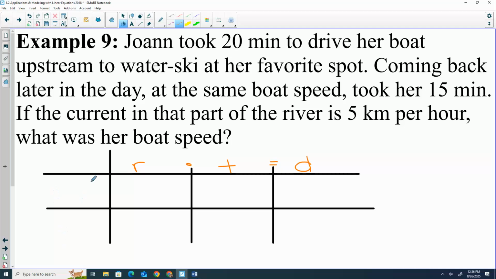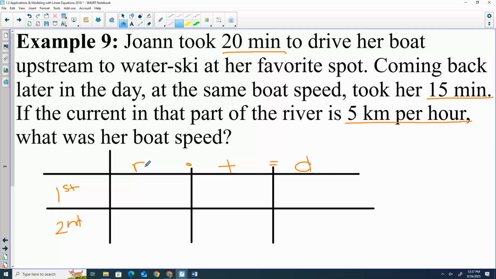What would my labels be on my rows? First time and second. First and second would work. You could say there and back if you wanted. Okay. So we know it took 20 minutes on the way there, 15 minutes on the way back, and the current is 5 kilometers per hour.